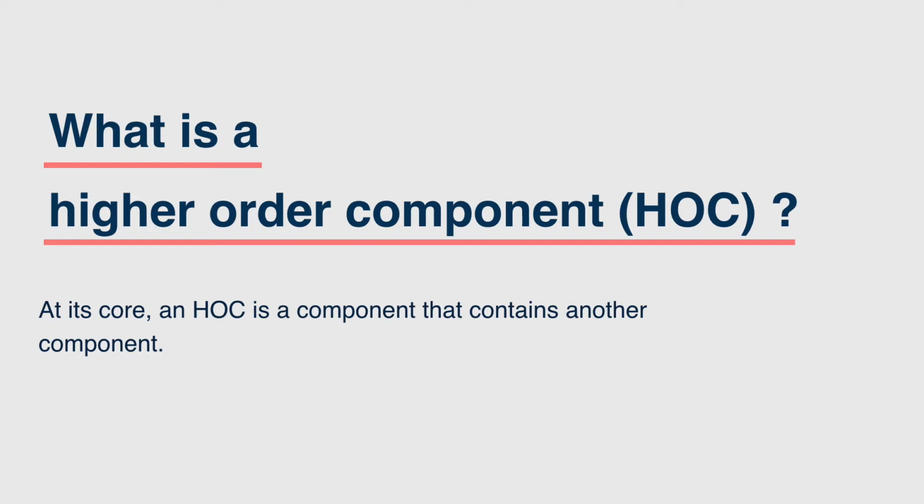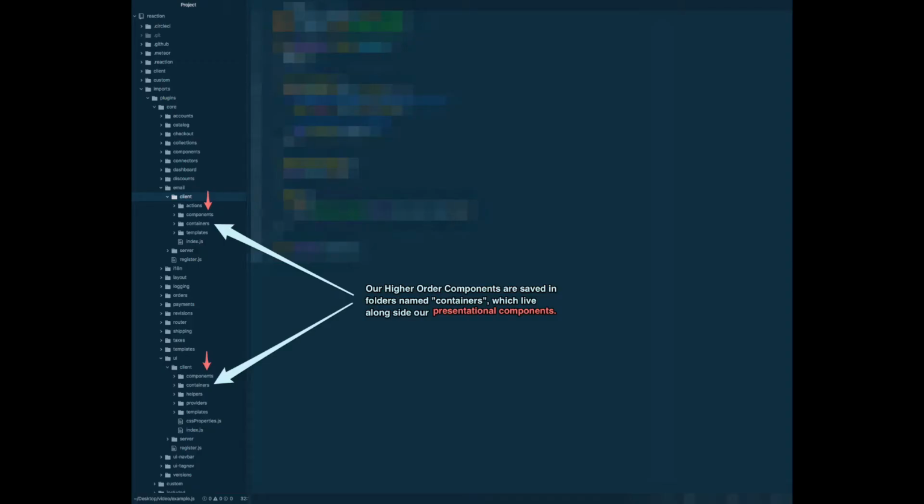The HOC contains another React component, which is why most of the HOCs in our code are in container folders, right next to the component folders, which you can see here. Higher order components are used to isolate functionality, such as data fetching and manipulation, away from presentation.